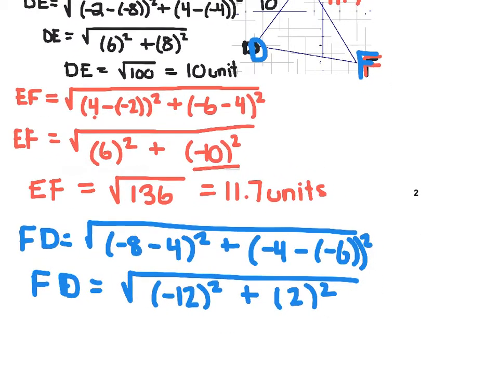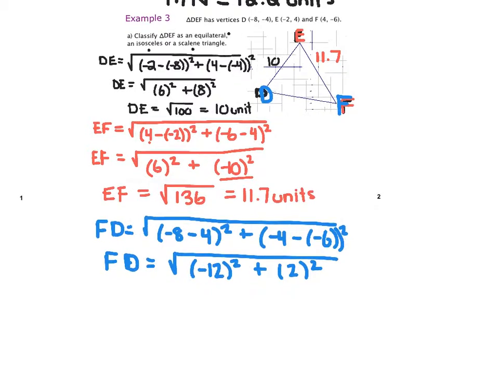Just going to move up a little bit just so we can get this all in. So we end up getting FD equals the square root of 12 squared is 144, okay, plus 2 squared, which is 148. And we already know from the previous question that the square root of 148 is 12.2 units.